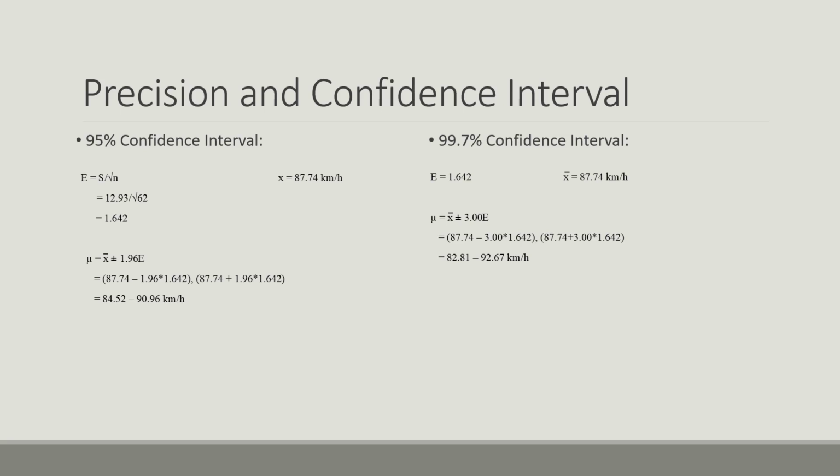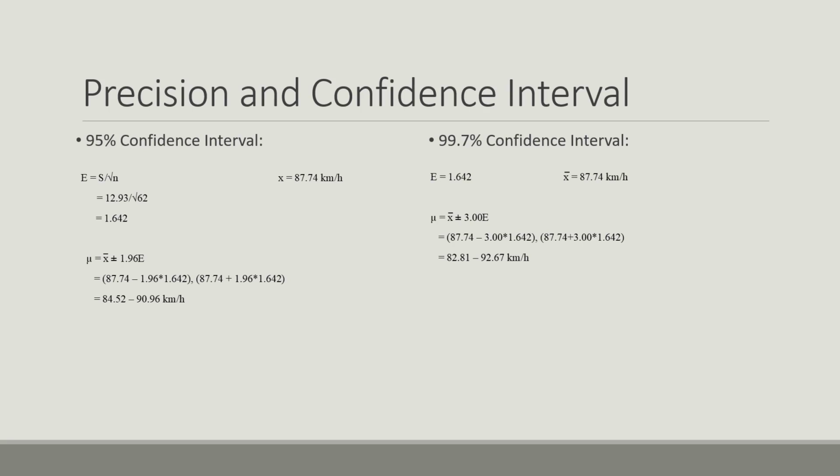At first, we calculated E, which is the standard error, and as shown, it's the standard deviation divided by the square root of the number of samples, and it's found to be 1.642. And also, the mean value was calculated before as 87.74 km per hour. Then we calculated the 95% confidence interval, and the formula is shown: the mean plus or minus 1.97 times E. So the 95% confidence interval ranges from 84.52 to 90.96 km per hour.